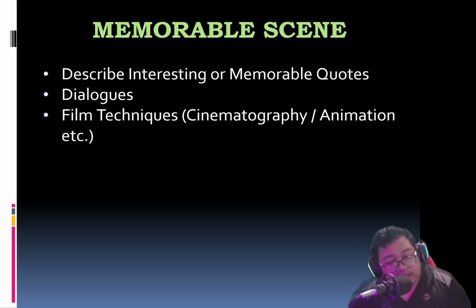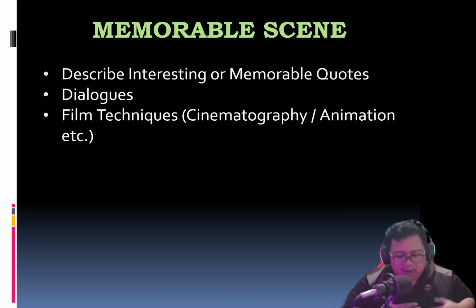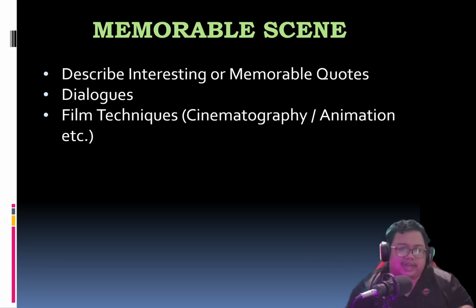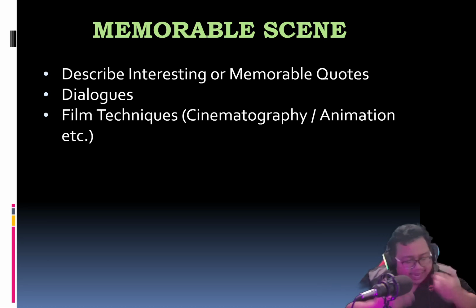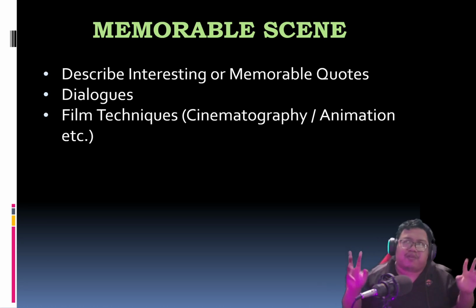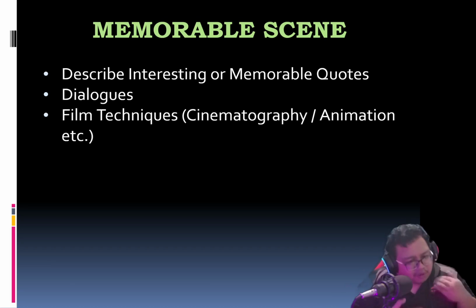And then you can use film techniques, for example cinematography or animation. For example, when there is a fight scene and they show 3D actions, like when you see the punch there, there's sweat coming out. So the film techniques, you see that is very memorable. So you can use that as well. So find these memorable scenes that give an impact to you. It means this is very memorable. I think that if I want to watch it again, I will watch it for this scene.